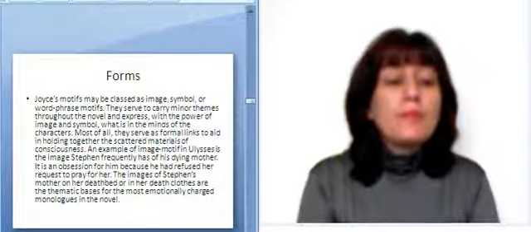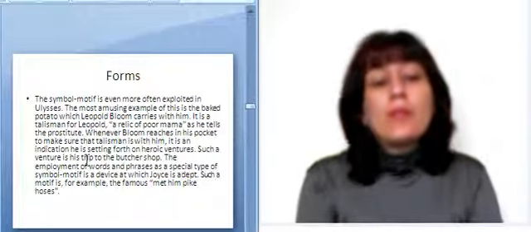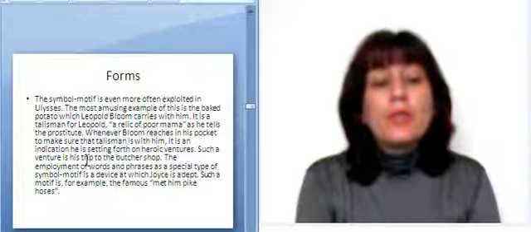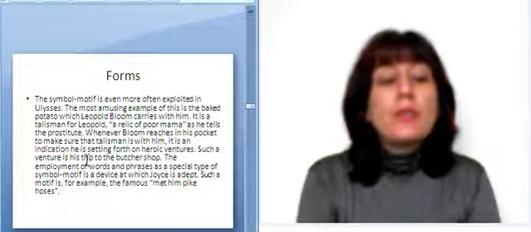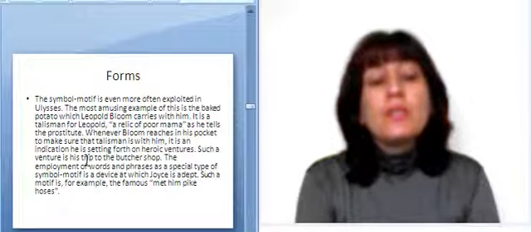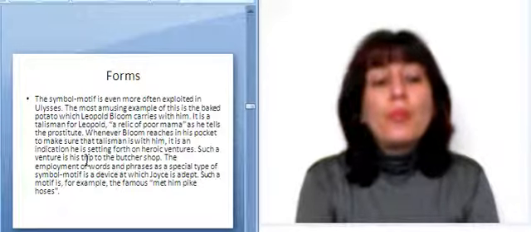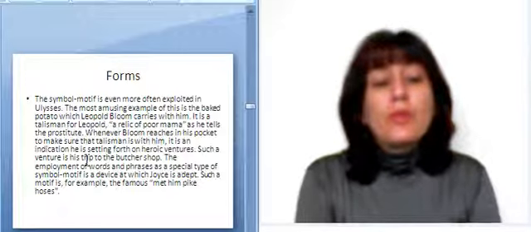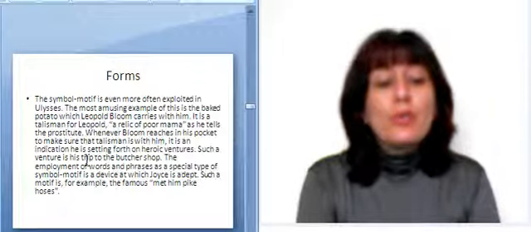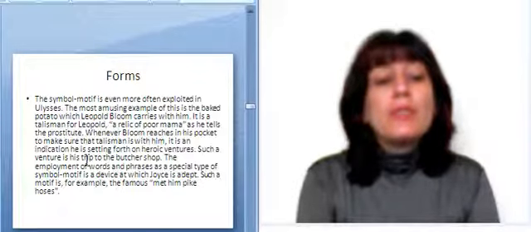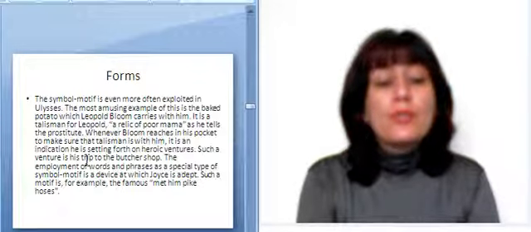The symbol motif is even more often exploited in Ulysses. The most amusing example of this is the baked potato, which Leopold Bloom carries with him. It is a talisman for Leopold, a relic of poor Mamma, as he tells the prostitute. Whenever Bloom reaches in his pocket to make sure that talisman is with him, it is an indication that he is setting forth on heroic ventures. Such a venture is a trip to the butcher shop.